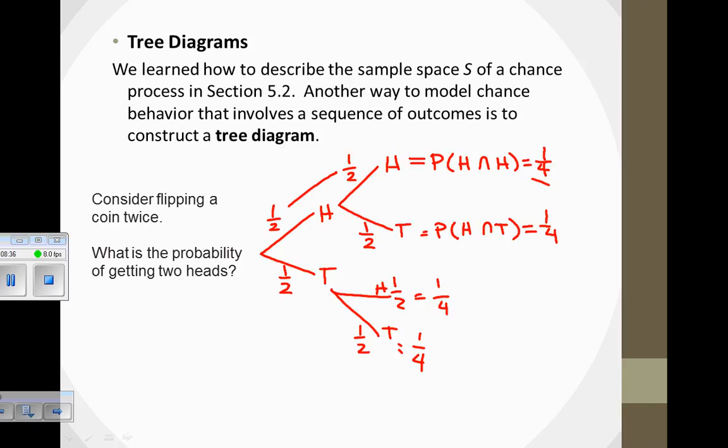So what is the probability of getting 2 heads? The probability of getting 2 heads is just 1/4. That would be head, head. What's the probability of not getting 2 heads? 3/4.